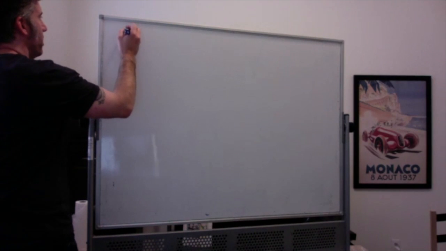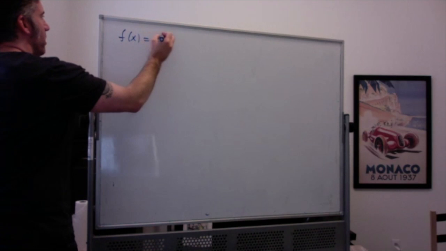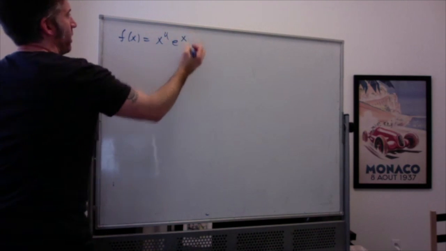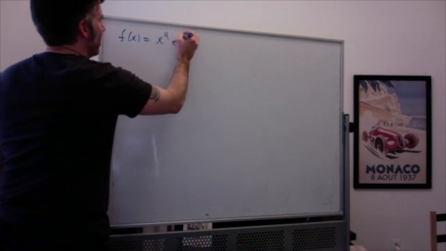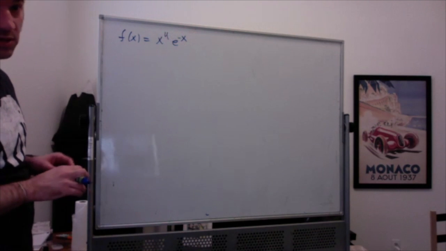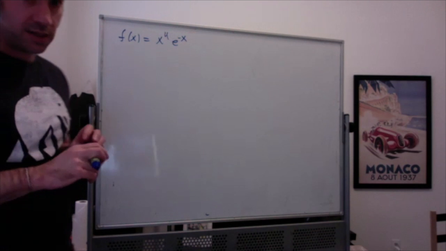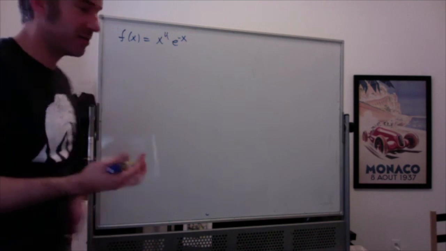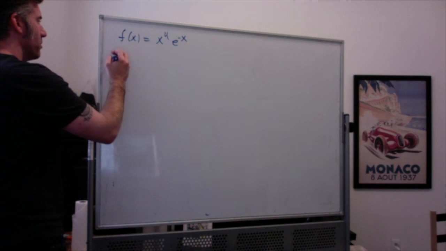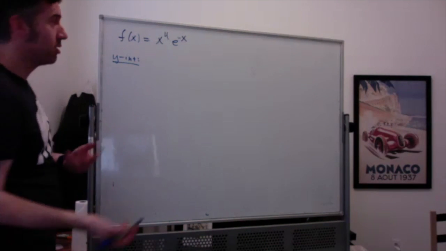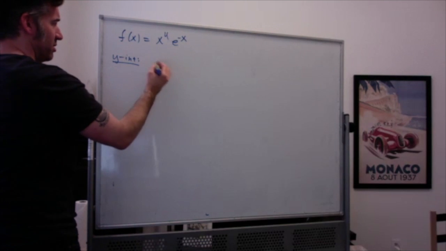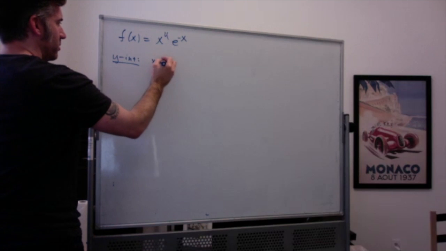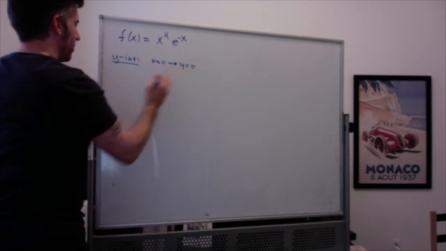Let's try graphing x to the 4th times e to the negative x. It's essentially the same as e to the x, but it's a little more interesting that way. Okay, let's do all the things. Y-intercept. Plug in 0. If I plug in 0, I get 0 times e to the 0, which is 0 times 1, which is 0. So x equals 0 gives me y equals 0.